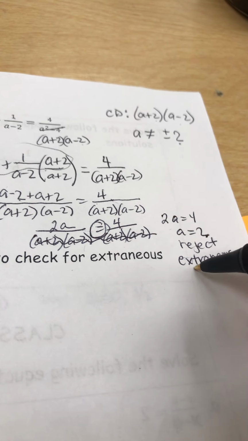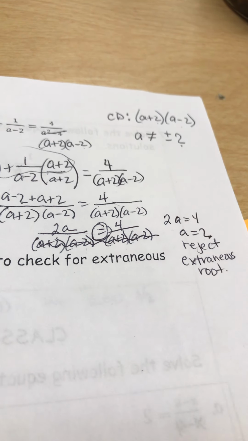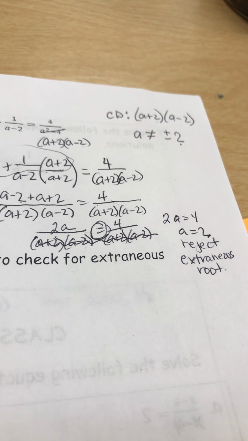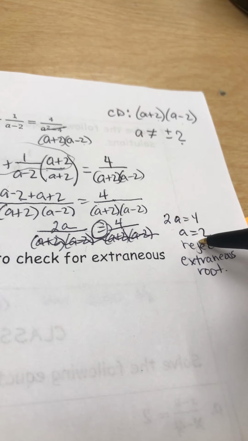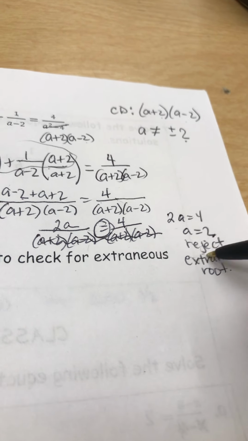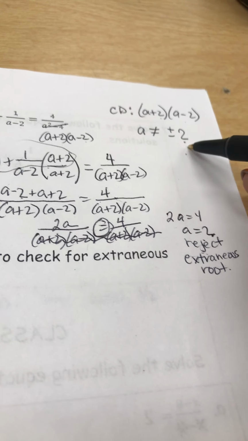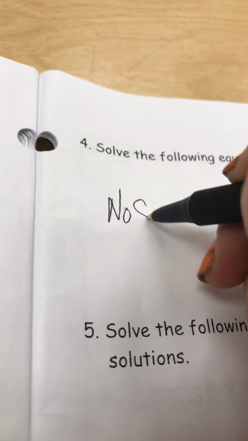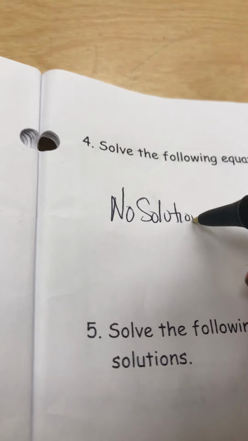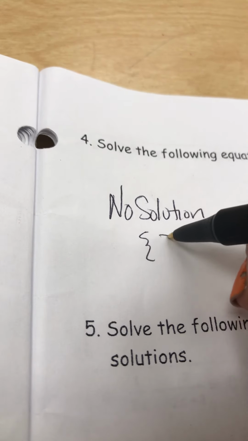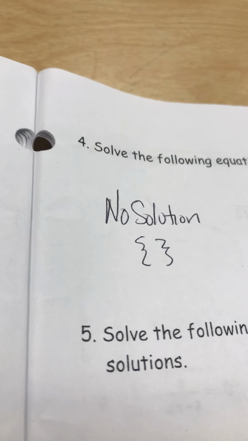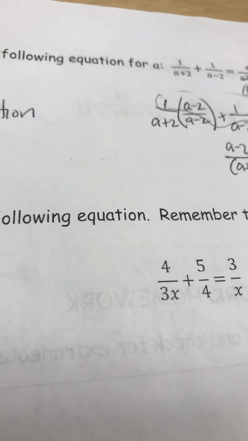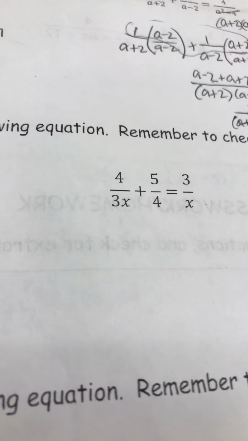You've heard us talk about that before when we did solving radical equations, okay? So because this was the only answer and the only answer got rejected, your actual answer to this problem is no solution, or the null set, or empty set, okay? All right, so let's do the next one.